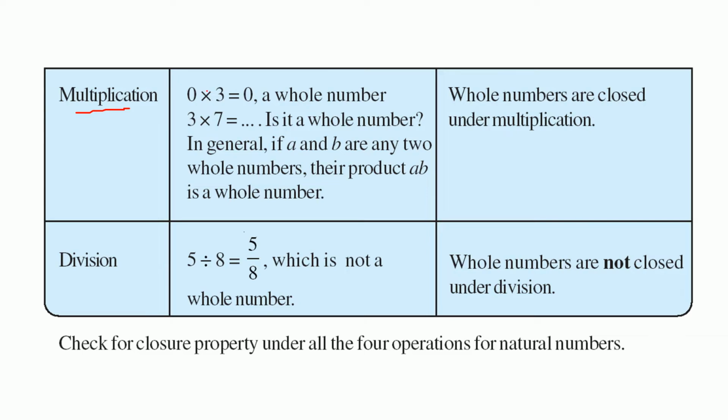If we multiply 0 with 3, 3 with 7, any whole numbers a into b, you'll get a whole number. Otherwise, if you divide 5 by 8, it is not a whole number, that is, you can say that whole numbers are not closed under division. So the closure property is different for different operations.